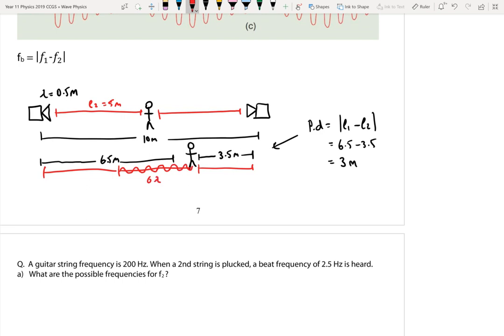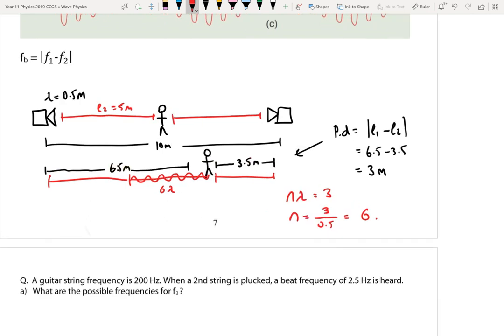The path difference, the left speaker has had to travel an extra 3 meters. It has to have travelled an extra 6 wavelengths. But again, if we do the maths, the n lambda, so n equals 3 over 0.5, that is 6, okay? Whole number, so in phase, constructive interference, he will hear loud.